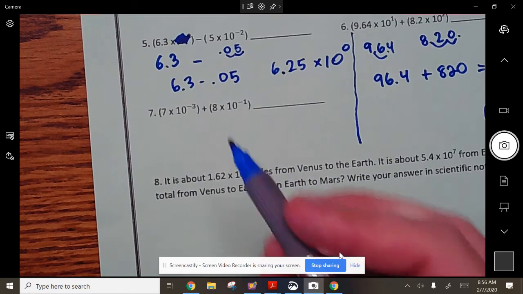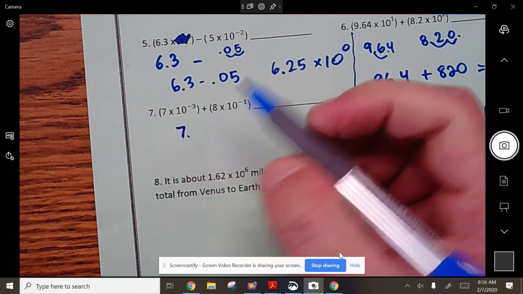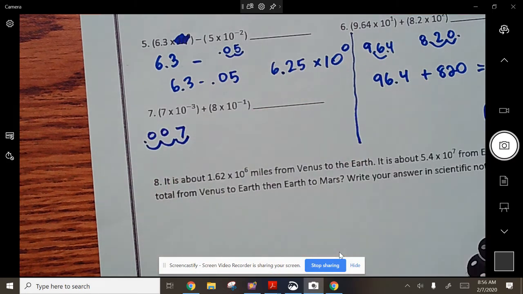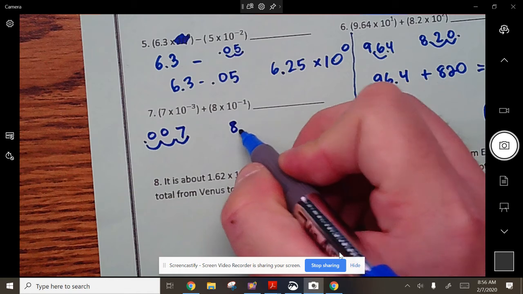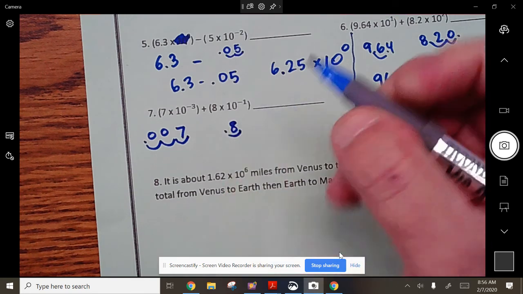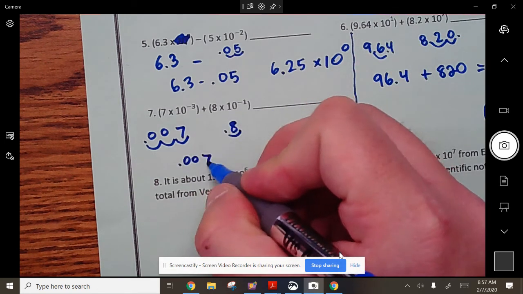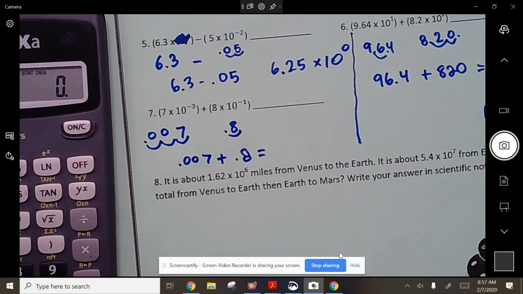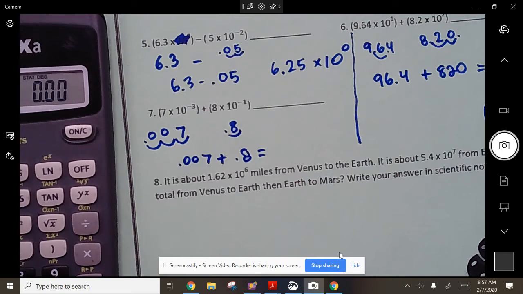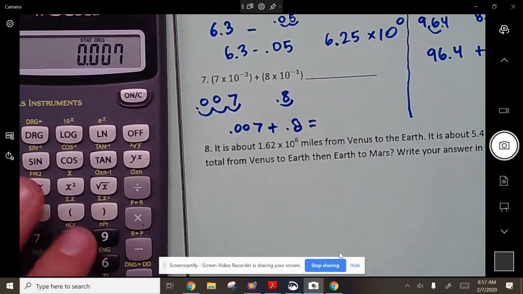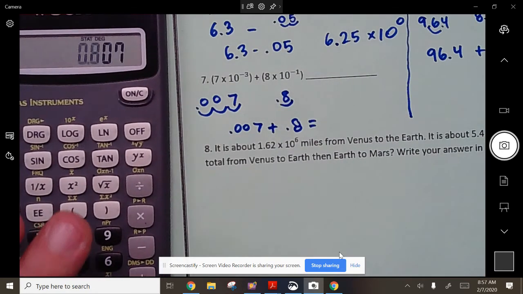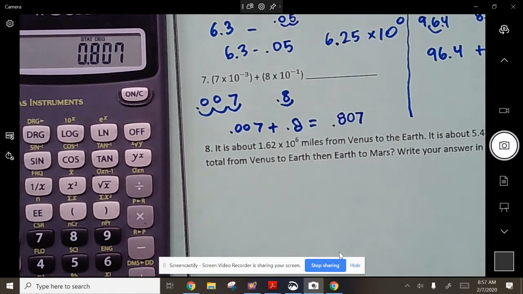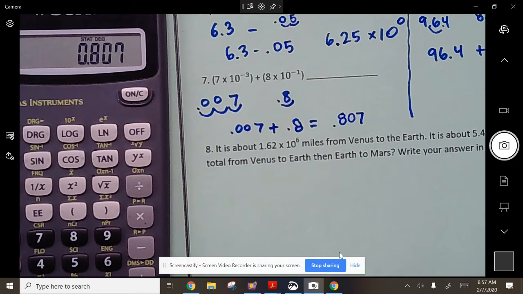Number 7, again, write this in normal notation. Our decimal's here. We're going to go to the left 1, 2, 3. Okay? For this 8, our decimal's after the 8, we're going to go over 1. So it's 0.007 plus 0.8 equals. And let's just make sure, even if some people can do it in their heads, the calculator is always going to be right. You're not going to have any issues if you plug it in right here. 0.807.